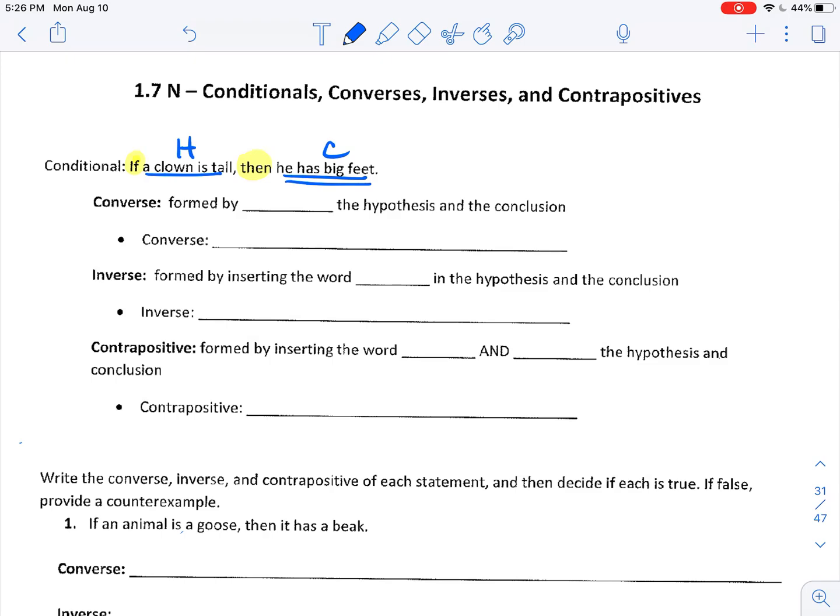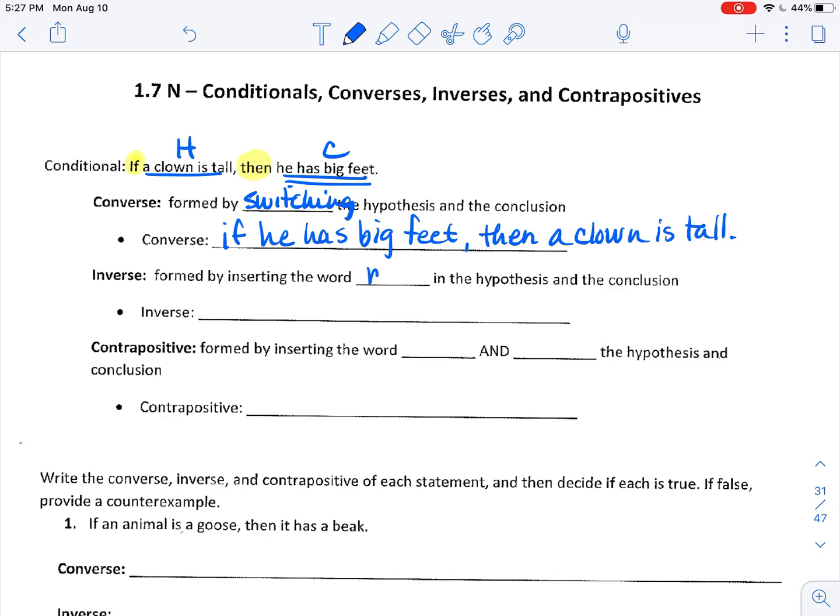Let's form the converse by switching the hypothesis and the conclusion. So the converse, we start with the conclusion. If he has big feet, then a clown is tall.